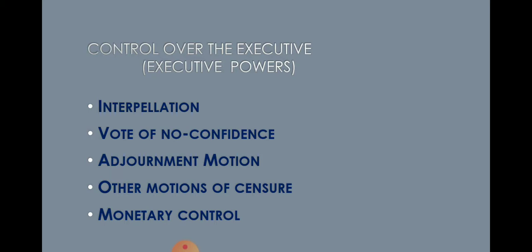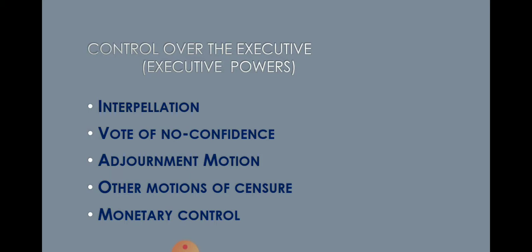Now let us see how the Indian Parliament is exercising its control over the Indian Prime Minister and his Council of Ministers. Following are the 5 methods through which the Indian Parliament puts its control over the executive. The first method of exercising control over the executive is interpellation. We studied about interpellation. Interpellation is the right of a member to ask questions from the government.